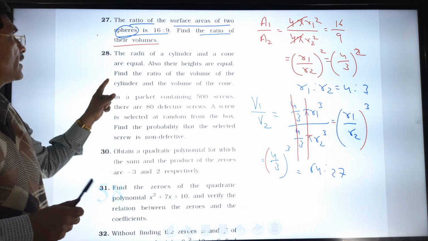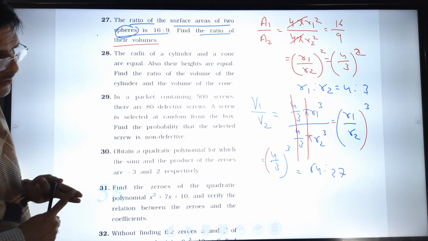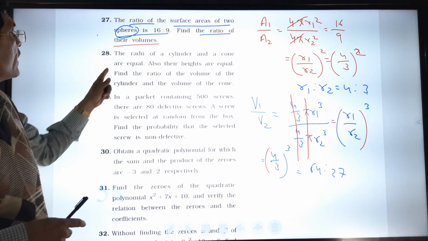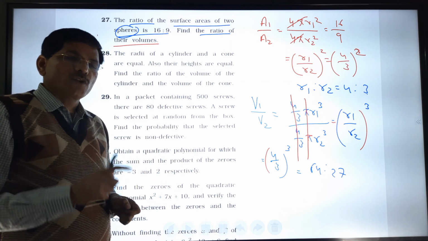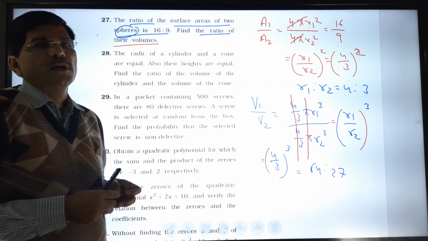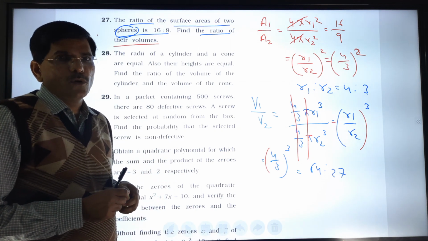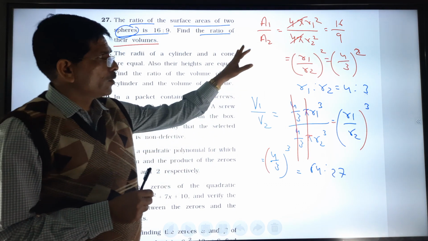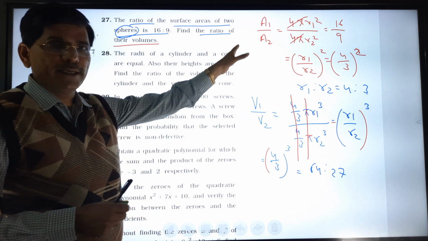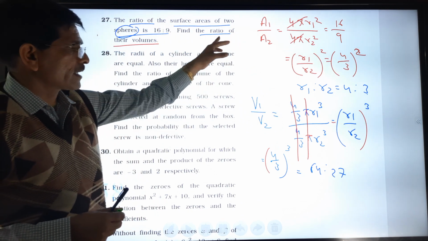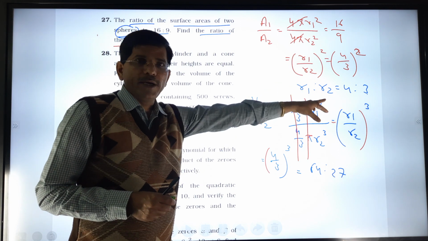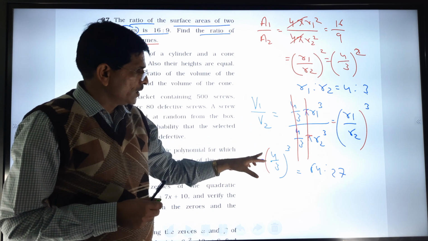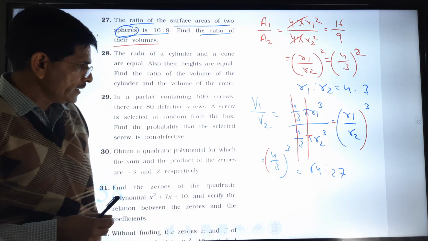The first sum I also explained, that is the 25th sum, 26th sum, and now the 27th. So in the 27th sum, again I am saying to you, concentrate on chapter number 13 because it has more weightage. I hope you have understood. You compare with the first area, because the ratio of areas is given. We convert it into a radius ratio, then again put the value in the volume. We can get 64 ratio 27.